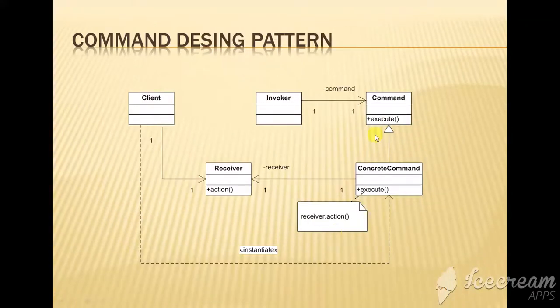So in the command design pattern, you can see the receiver action is there. This is instantiated by the client, and then the receiver action and the execution will be there. The concrete command will be executed along with the receiver action. So the additional request acts just like an object.